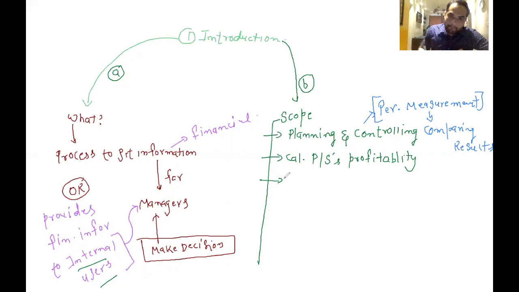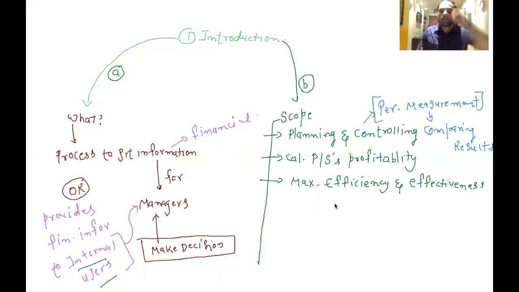Next is maximize efficiency and effectiveness. All right. Maximize efficiency and effectiveness. Now, what does it mean, efficiency? Efficiency means performance, your capability, your capacity, right? Capability or capacity, that indicates the efficiency.